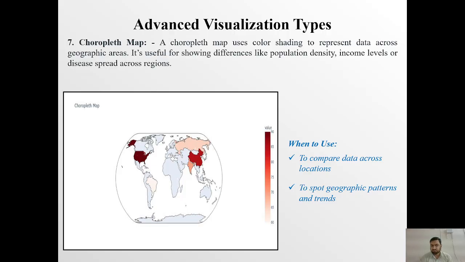Choropleth map. A choropleth map uses color shading to represent data across geographical areas. It's useful for showing differences like population density, income levels, or disease spread across regions, as you can see in the picture. When to use: to compare data across locations, to spot geographical patterns and trends.